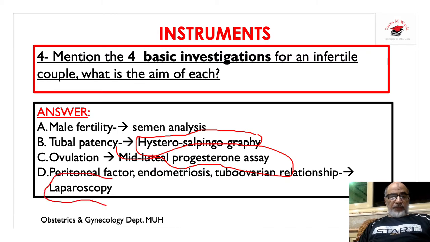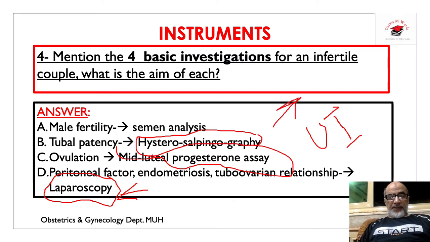And so, we cannot diagnose a case or a couple with unexplained infertility except after doing these four basic investigations: semen analysis, hysterosalpingogram, mid-luteal progesterone, and laparoscopy, and all are free. So this couple has unexplained infertility.